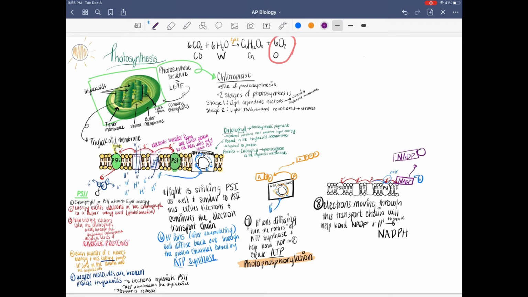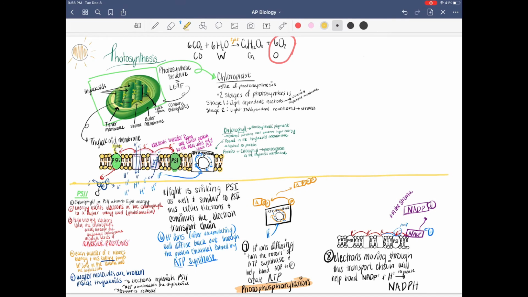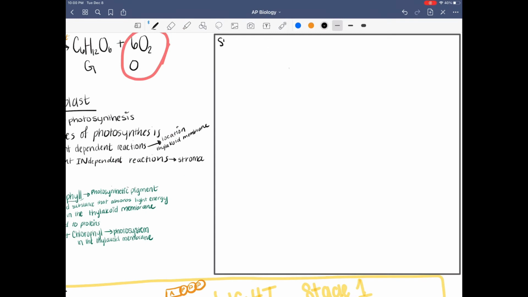All right, so this creation of NADPH and also the creation of ATP, both of these are actually going to come in handy when we look at stage 2. All right, so all of this that we just looked at, this was stage 1, our light dependent reactions. Okay, so stage 1 is light dependent, and what we ended up creating was our ATP and NADPH, and we made oxygen. So now we'll go on to stage 2.